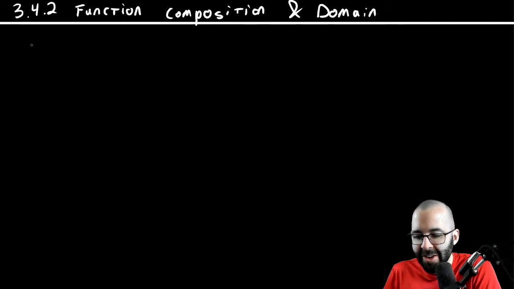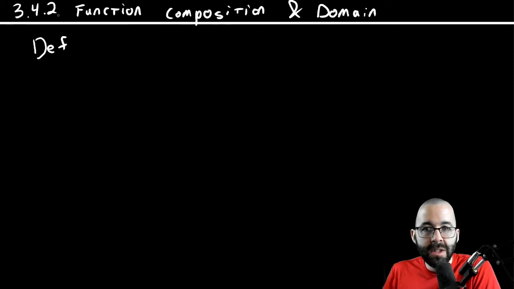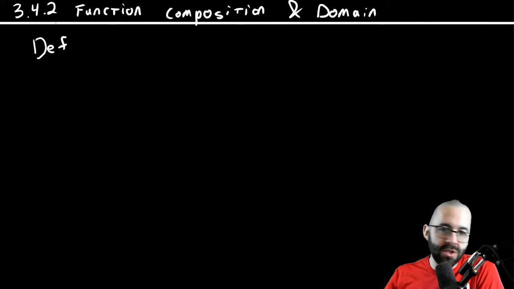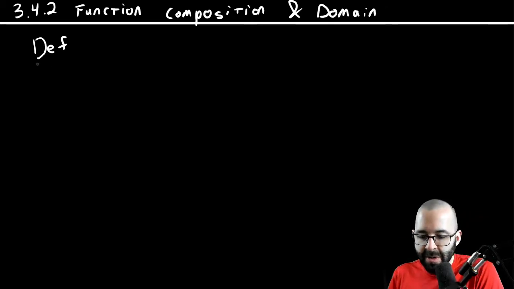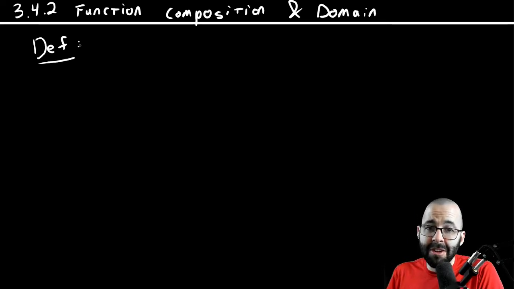Okay, so we're going to start with another definition. In 3.4.1, we talked about f plus g, f minus g. Just add them together, just subtract them together, just multiply them together. Well, now we have the fifth one. All right. This fifth one puts the fun in function.